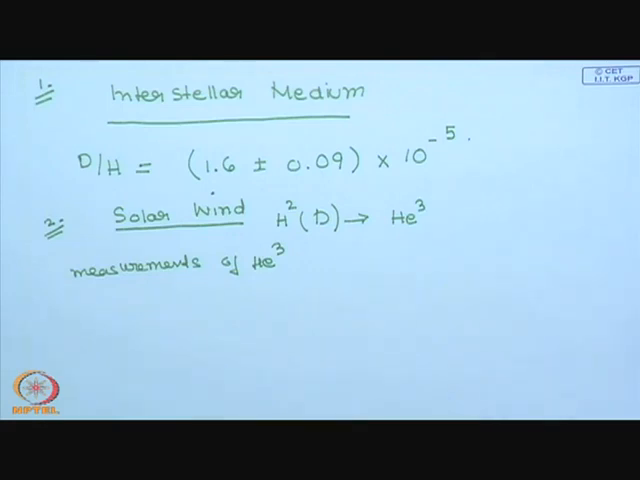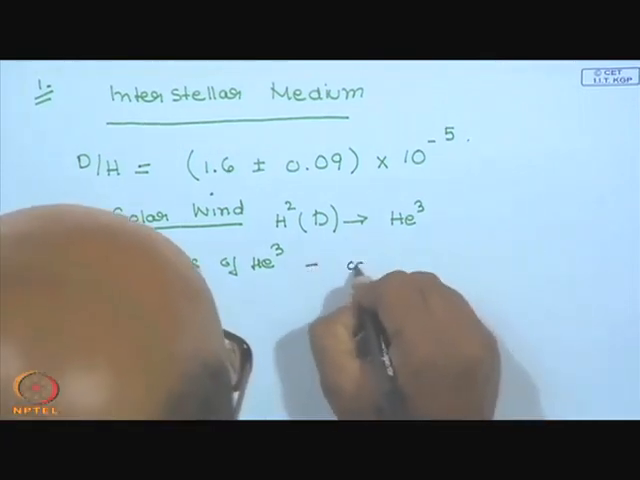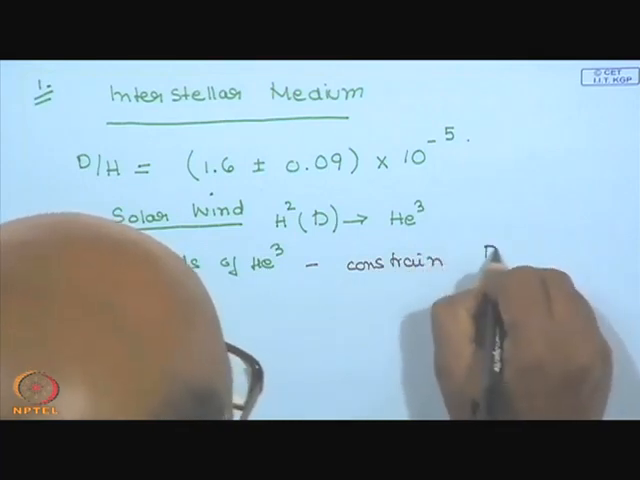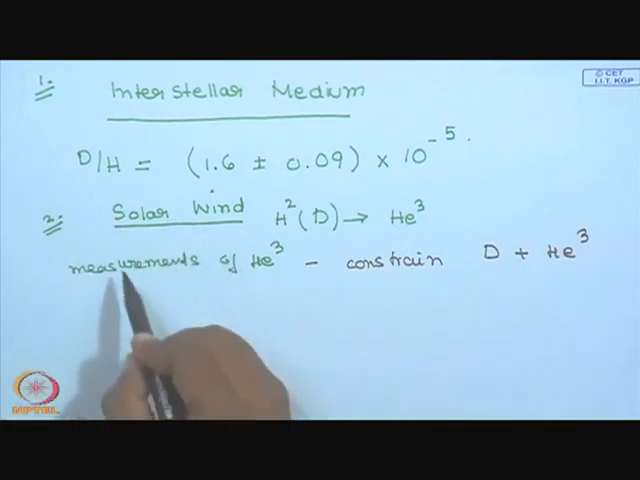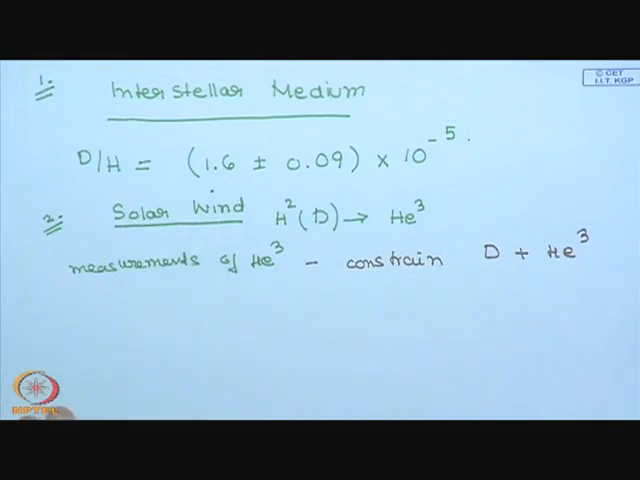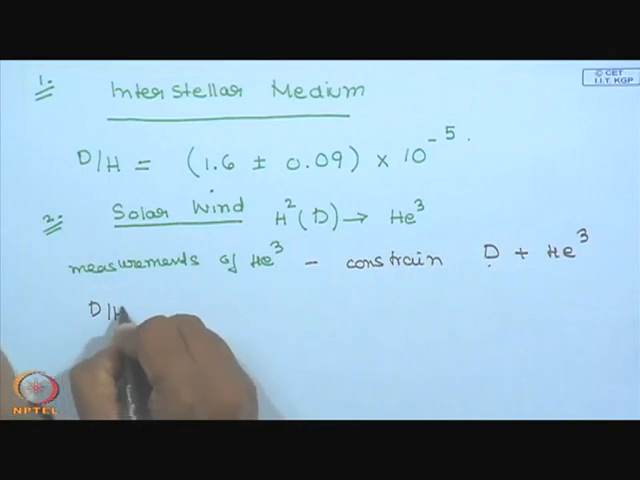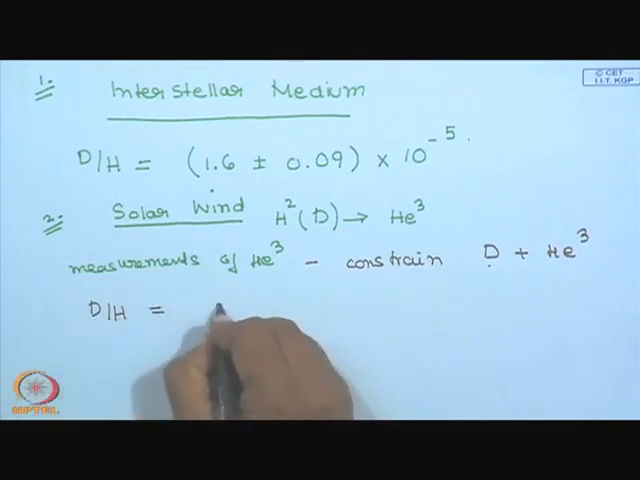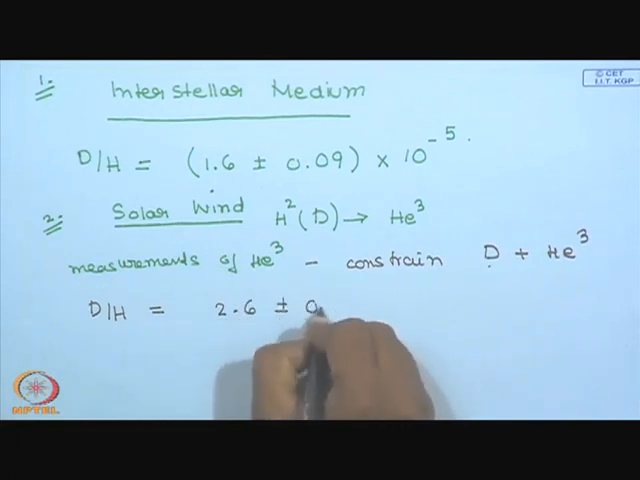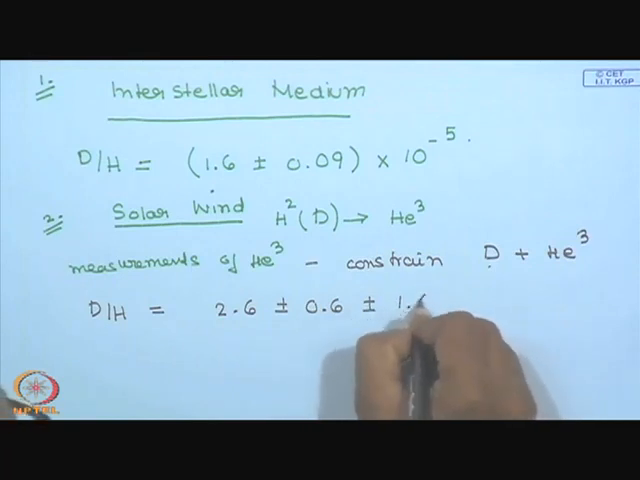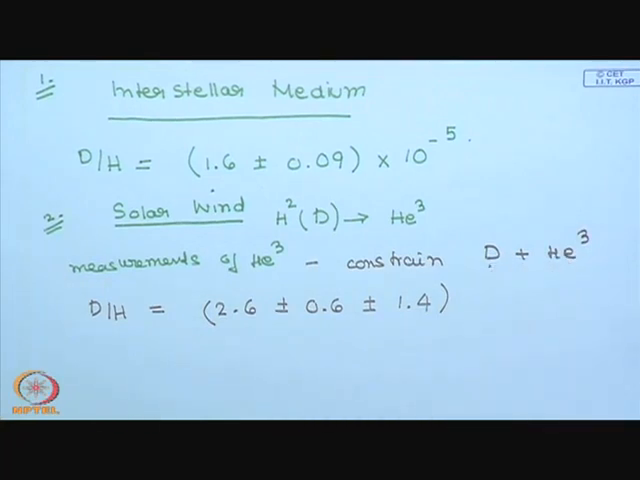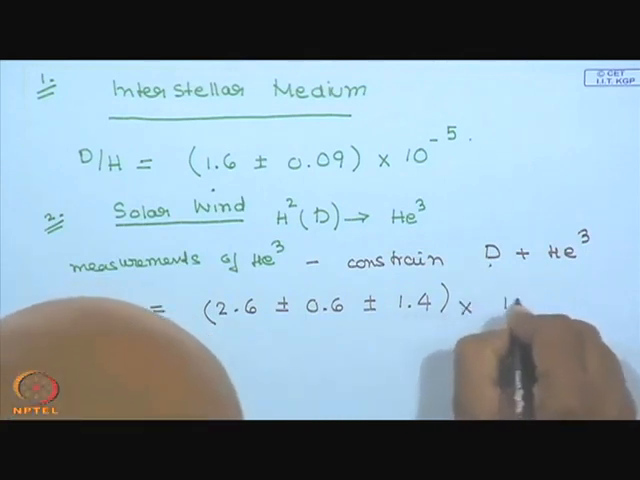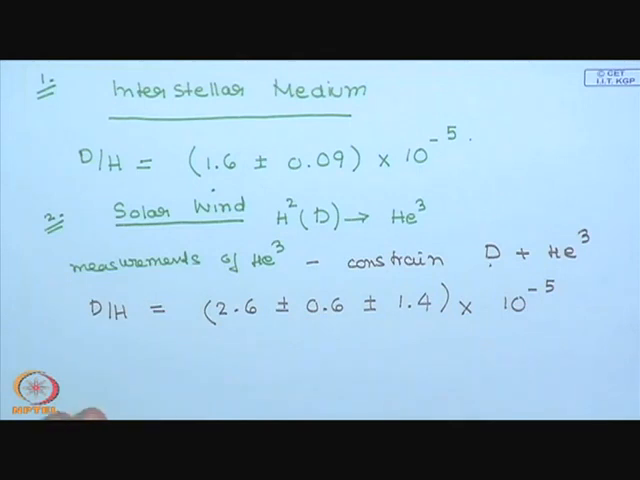These observations constrain deuterium plus helium-3. So, you send out a satellite and measure the abundance of helium-3 in the solar wind outside the Earth's atmosphere, and these constrain the combination of deuterium and helium-3, and they tell us that the D by H ratio, deuterium to hydrogen ratio, is 2.6 plus minus 0.6 plus minus 1.4. Here we have two kinds of uncertainties: one is the breaking up into deuterium and helium, and the other is the statistical uncertainty in the measurement. Anyway, these observations tell us that the deuterium to hydrogen ratio is in this range.